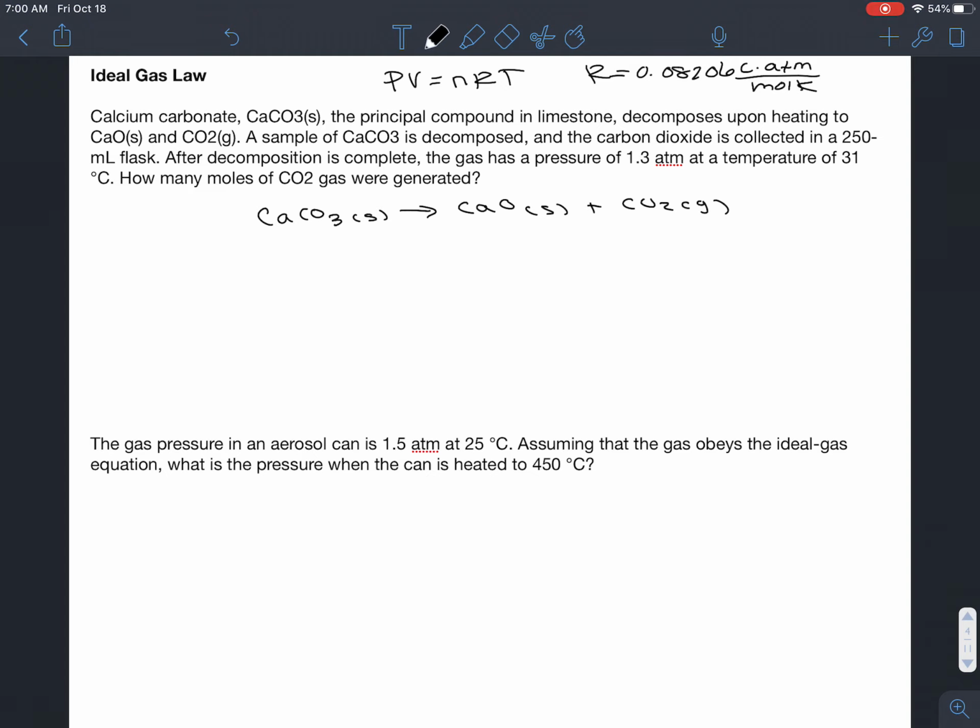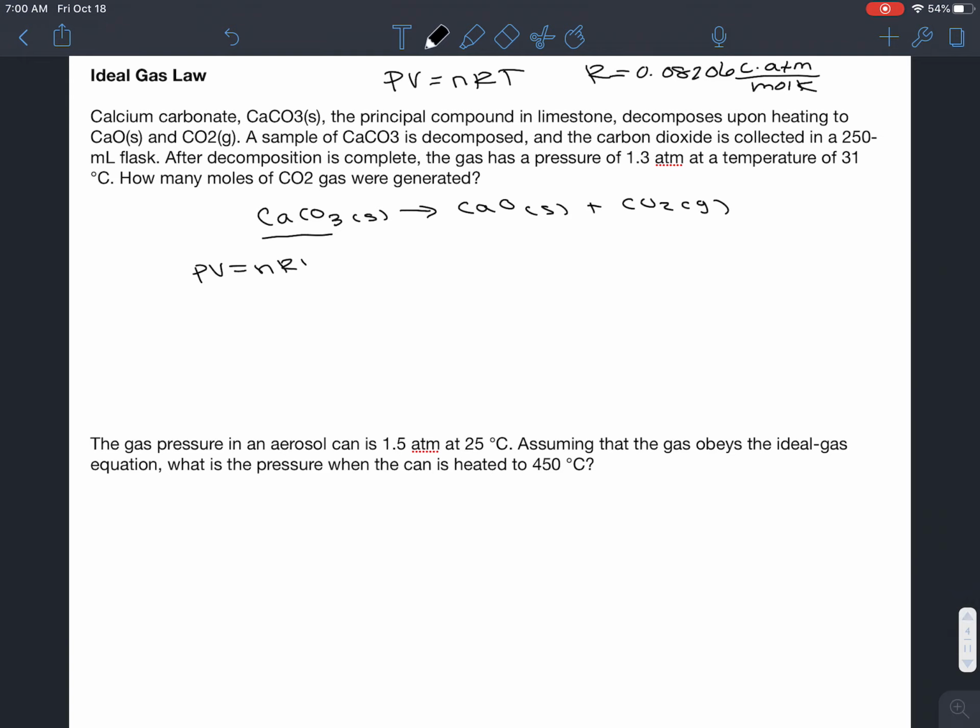A sample of calcium carbonate, so this, is decomposed, and then carbon dioxide is collected in a 200 milliliter flask. After decomposition is completed, the gas has a pressure of 1.3 atm and a temperature of 31 degrees Celsius. How many moles of carbon dioxide gas were generated? Because you have a 1-to-1 mole ratio, you can simply look for the moles of carbon dioxide.